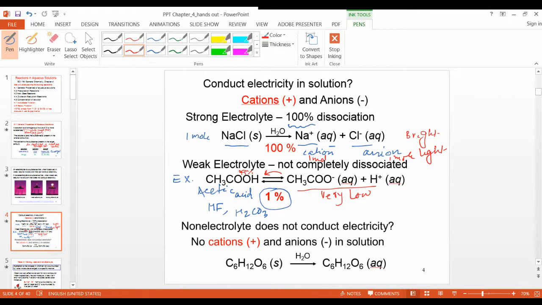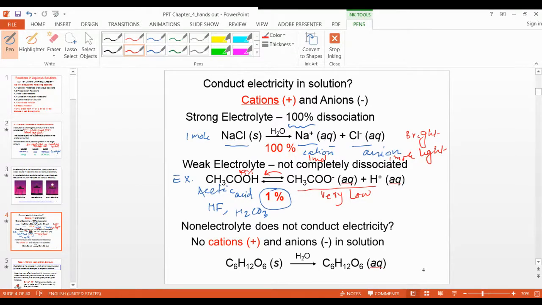I have written here acetic acid, hydrofluoric acid, carbonic acid. These are the substances. These acids are the weak electrolytes.